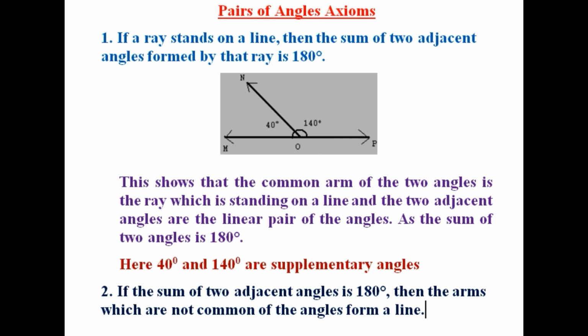Come to the next axiom. If the sum of two adjacent angles is 180, then the arms which are not common form a line. So simply remember, children, if two adjacent angles have a sum of 180, then they form a straight line. Clear? It forms a straight line. This concept you are going to use in problems also.